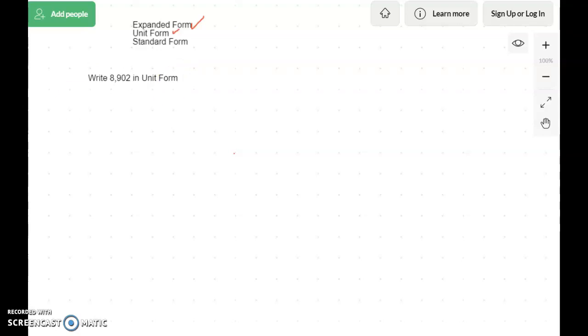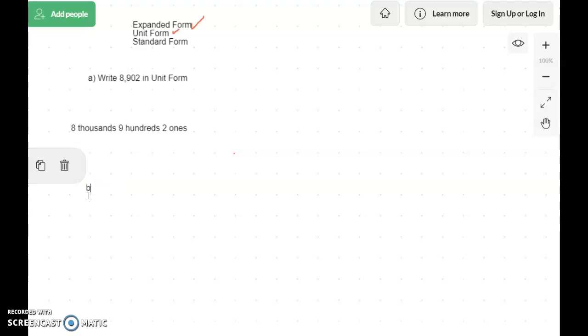Unit form is just telling us how many of something we have. So for this one, for example, I have 8,000s, 900s. I don't have to say 0 tens, but I do have 0 tens, and then 2 ones. That's it. That's all unit form is. It's telling us how many we have. Let's call that problem A.